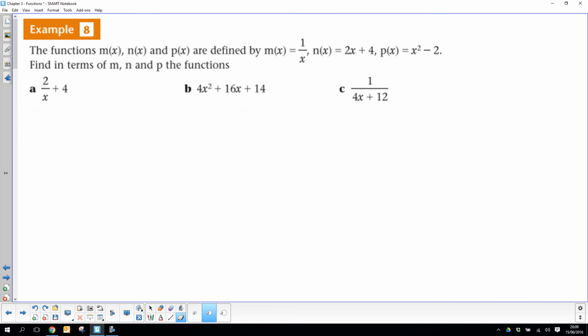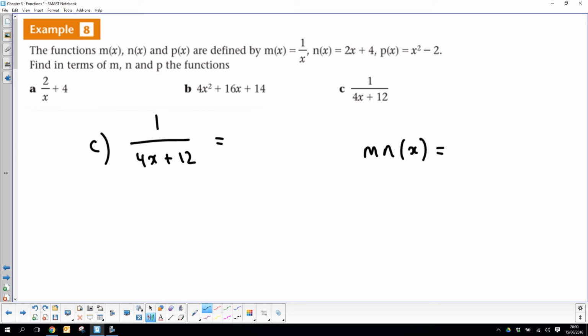Now for part C, we've got 1 over 4x plus 12. So that looks to me like something to do with m of x and something to do with n of x. If we're not sure, let's just have a look and say, well, what is mn of x going to be? mn of x would be, do n of x, so that's 2x plus 4, and then do m of x over it. So that would be 1 over 2x plus 4. It's not quite right, is it?